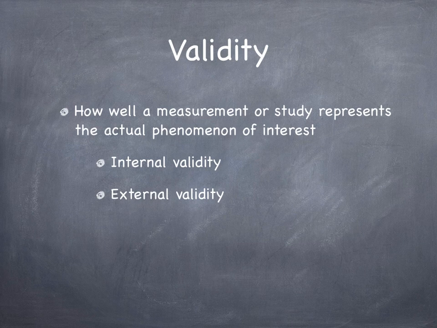Since we're on the subject of validity, what exactly does that mean? Validity means how well a measurement or study represents the actual phenomenon of interest. Internal validity means you have reliable measures of your independent and dependent variables and are able to exclude the effect of extraneous variables or confounders cleanly in your study. External validity is the ability to generalize your results to other subjects or situations outside of the arena where you carried out your study. We'll talk more about validity during the course of this seminar series.